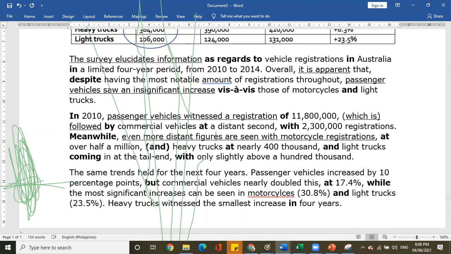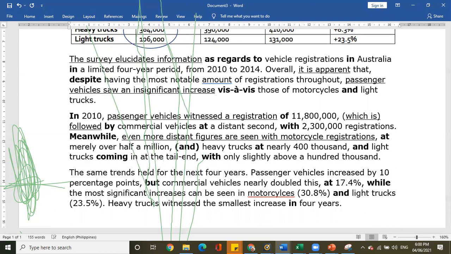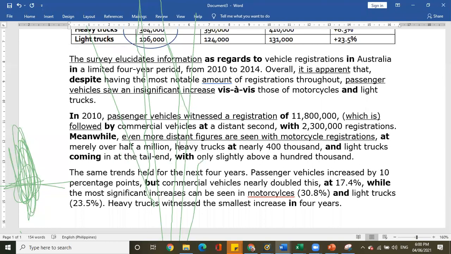Even more distant figures are seen with motorcycle registrations at nearly over 500,000 and heavy trucks at nearly 4,000. Okay, and then remember this end is invisible, so we can take that out already. And light trucks coming in at the tail end with only slightly above 100,000. And the same trends held for the next 4 years.